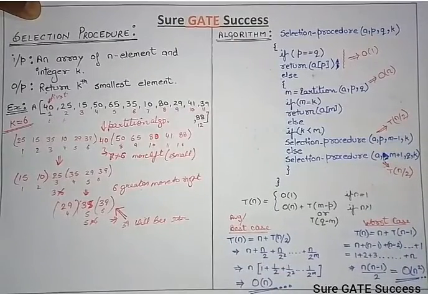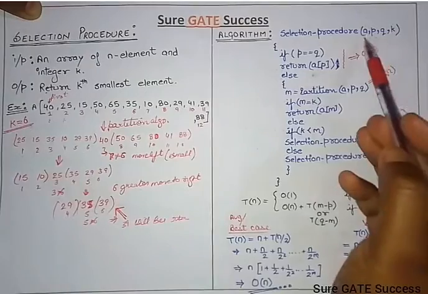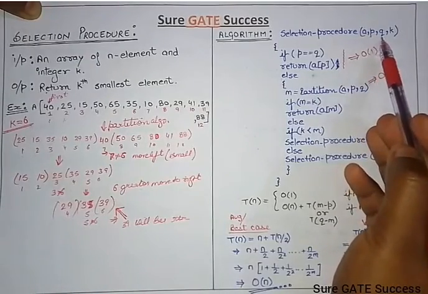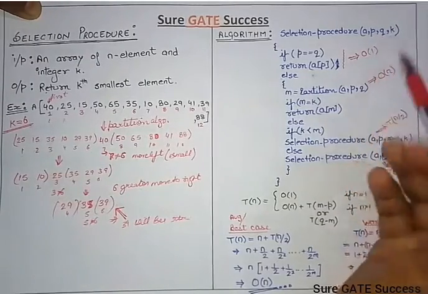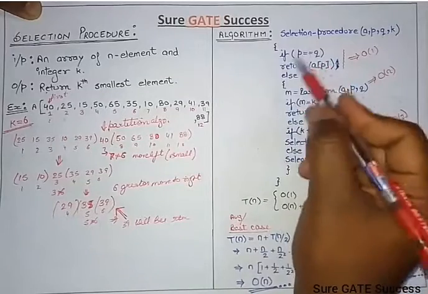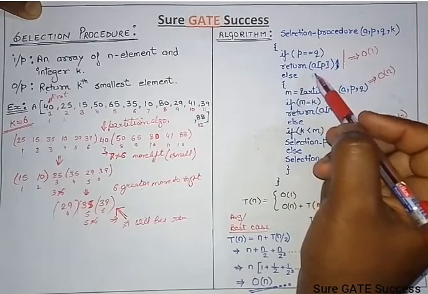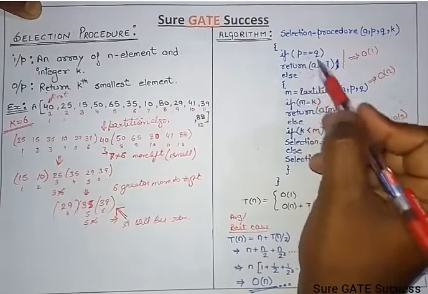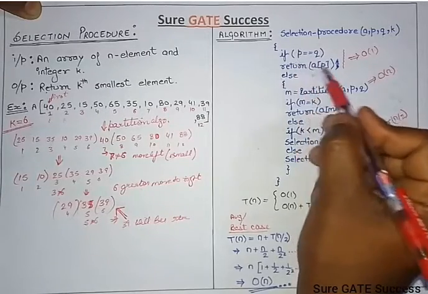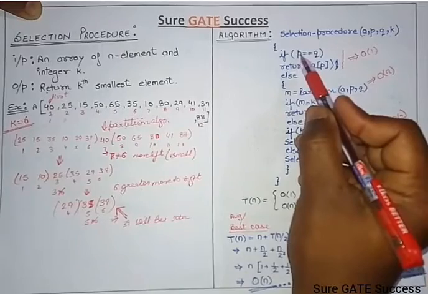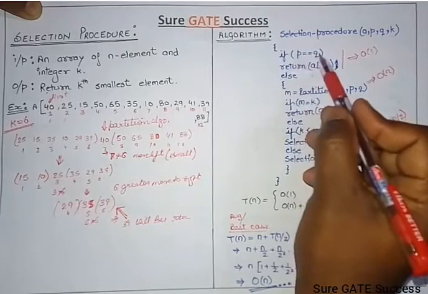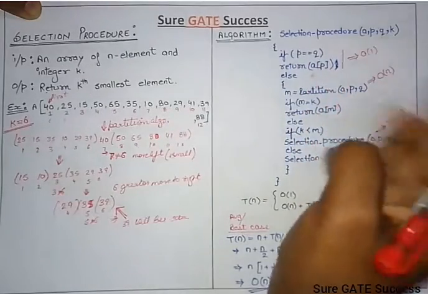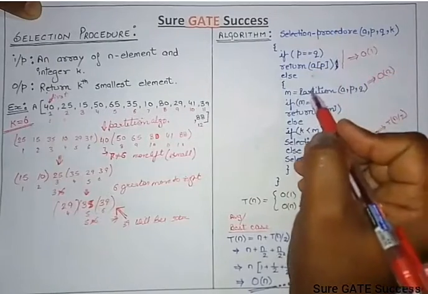So let's understand the algorithm. We have an array, p is the starting address and q is the ending address, and k is the element which has to be searched. This is the same process as we did in quicksort also. This is for the small condition. That means if there is only one element, that is, the starting address is equal to the last address, then we simply return the value at that address.